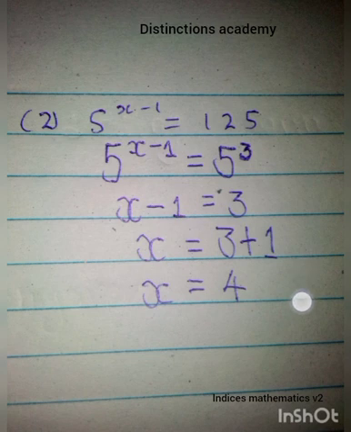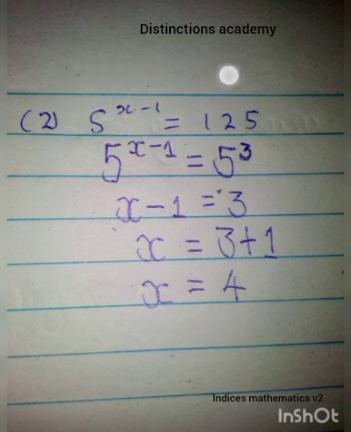Our second example is not so different from our first example. The only difference is the numbers we'll be using. So here we have 5 to the power x minus 1, which is equal to 125. So what do we do? We reduce 125 to 5. We make the bases equal.